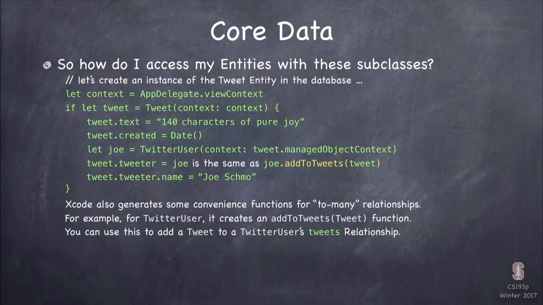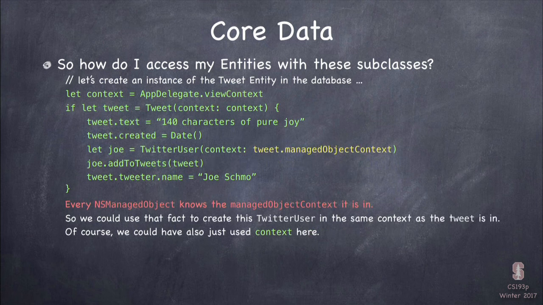Yeah, so that's the same. Saying tweet.tweet equals Joe is exactly the same as saying Joe.addToTweets(tweet). Remember, addToTweets was one of those convenience functions it created for us over there. Now, notice the argument I used for the context to create the Twitter user there. I didn't say appDelegate.viewContext. I didn't use that same context var that I had.